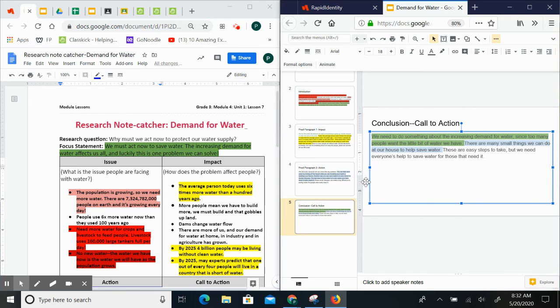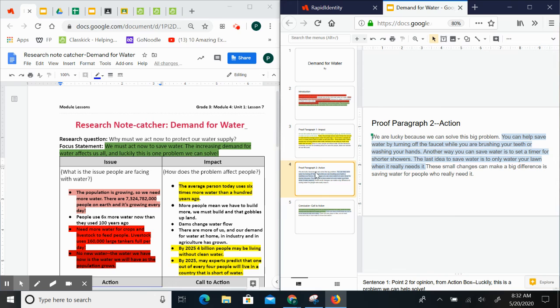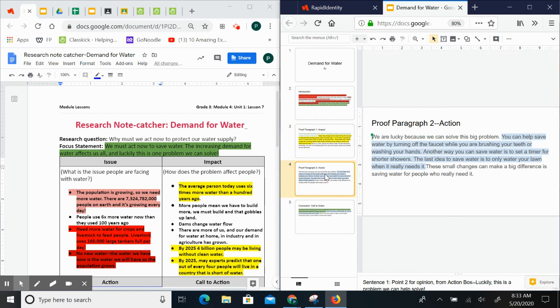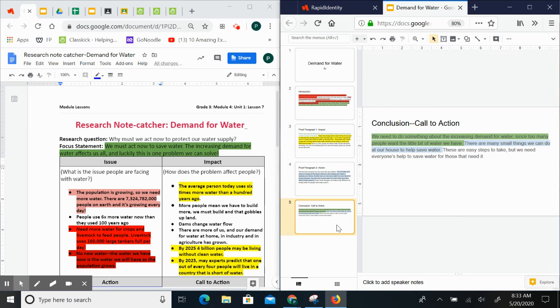So now you're going to go and do 2 paragraphs. Your proof paragraph, the one that's on slide 4, proof paragraph 2, is going to be a lot like the one that you wrote, proof paragraph 1, right? An introduction, 3 details, and then a conclusion. Okay. And then this last one is only 3 sentences. Okay, make sure you use your graphic organizer in your notes.